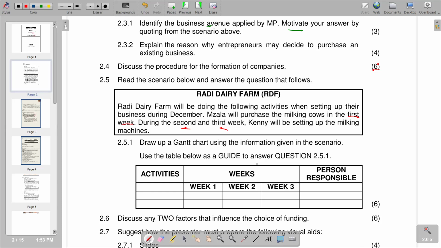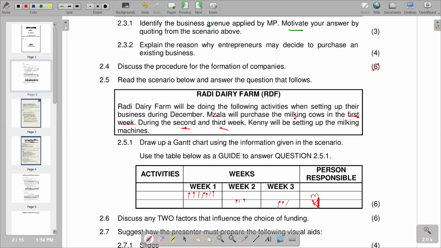We've got a column for activities, weeks, and then the person responsible. Obviously, the issue of milking is for Zala. So we're going to say milking under activities, and the person responsible is going to be Zala. It's only the first week, so we shade the first week for Zala. And then we also have Kenny, who during the second and third week will be setting up. So Kenny will be on the second row, and it's for the second and third week.